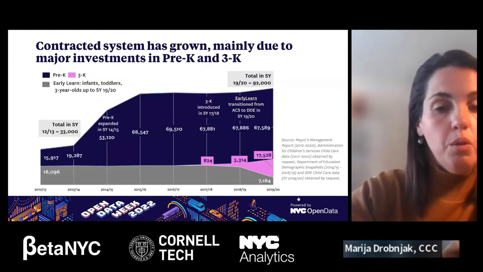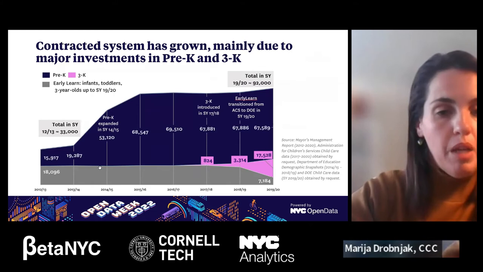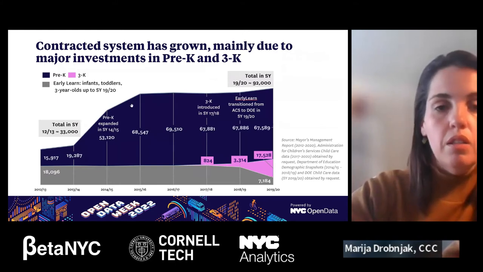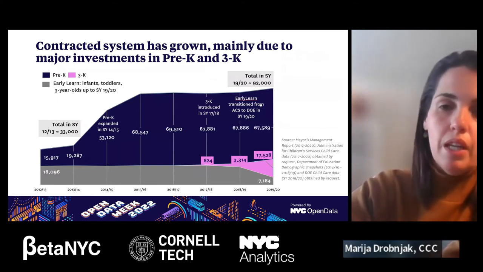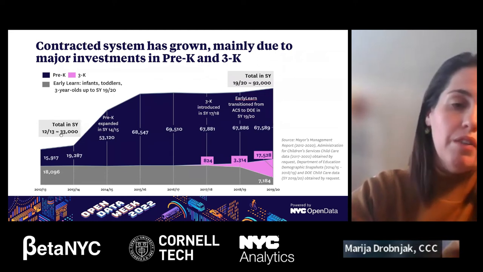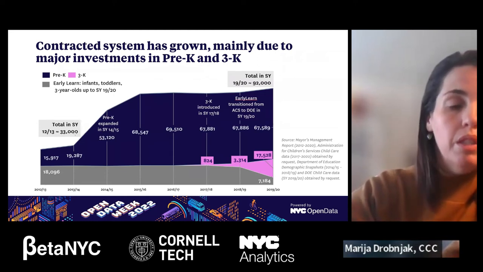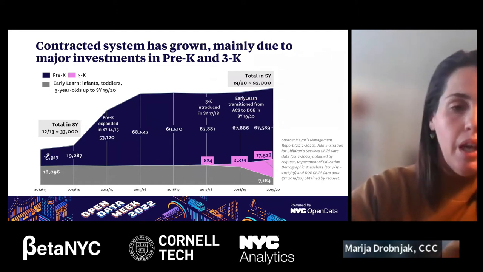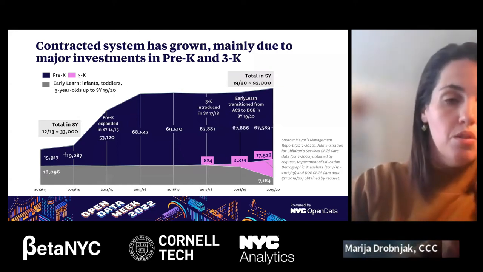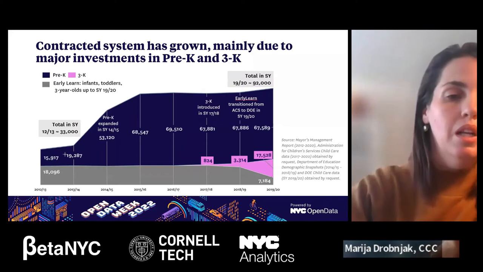me trying to present how the system shaped up and changed over time. So we see that there was a pre-K expansion in 2014-15, and there is a huge increase with that kind of steady trend. We started in 2012 with 33,000 children, mainly in early learn. And in early learn, I had this dark blue part because early learn also had pre-K seats, so it was 4-year-olds in early learn.